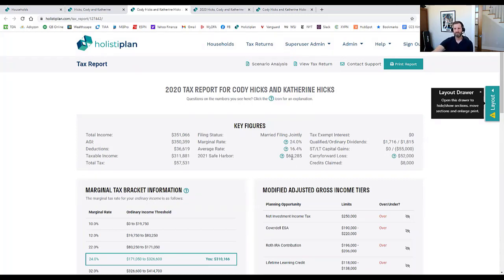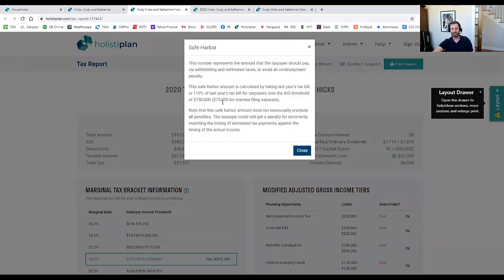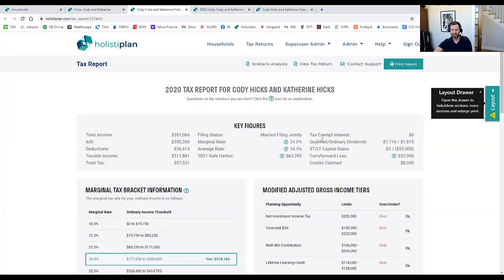Safe harbor is more for making sure you pay enough in this year to avoid any taxes or penalties. Based on your income, and they tell you right here, in this particular case, because they make as much money as they do, they have to pay in 110% of last year's tax bill to avoid any underpayment penalties. The column over here talks about tax-exempt interest. Didn't see any.